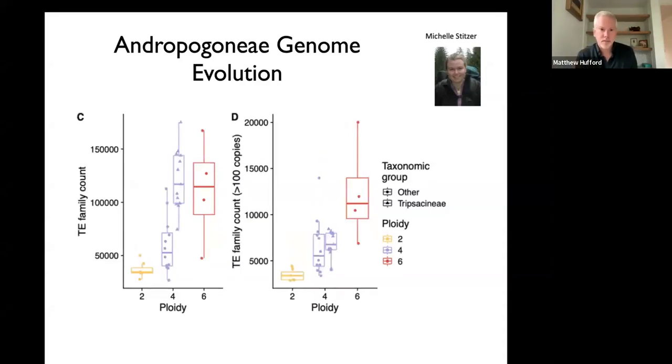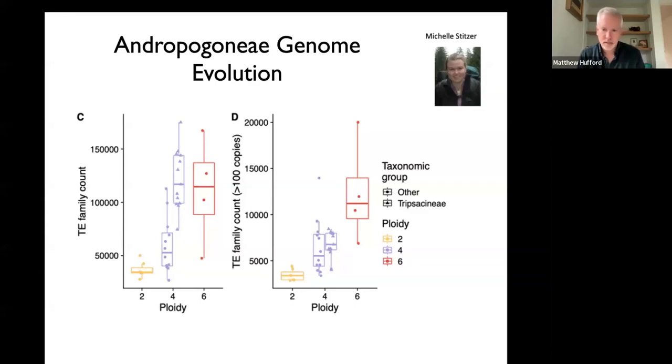And this is the case if you look at the family counts, so the overall number of families of transposable elements that exist within each of these different genomes. So we're seeing diversification of families with increasing ploidy as well. So a higher number of TE families at a higher ploidy.